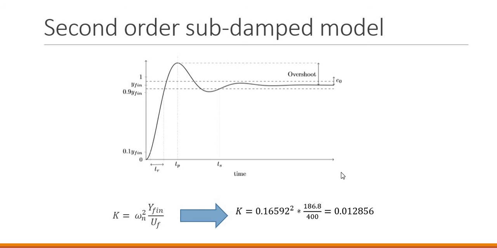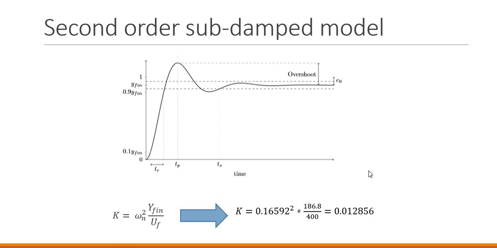So now we just have to obtain the gain. For the gain, we don't have to measure anything in the response, and we just have to use this formula. Omega n we have calculated previously. YF we know is 186.8 as we have measured before, and 400 is the input step value that I mentioned when I showed the Simulink model. So if we put those numbers in the formula, we obtain this value.